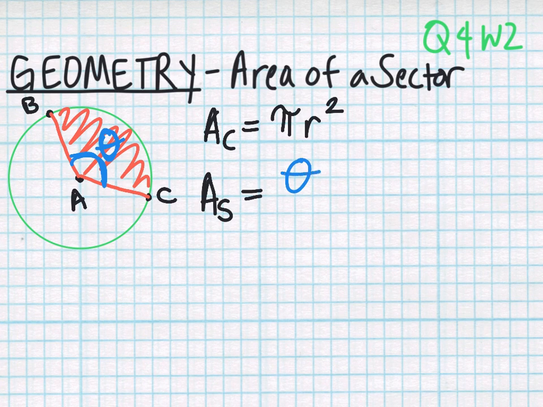Well, how many total degrees are there in a circle? There's 360. So this is going to be my fraction. I have theta degrees out of 360 degrees times my area of the whole entire circle. So this blue part represents the fraction that's over here times the whole entire area, pi r squared.